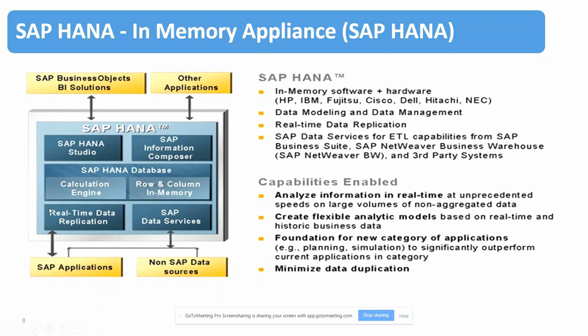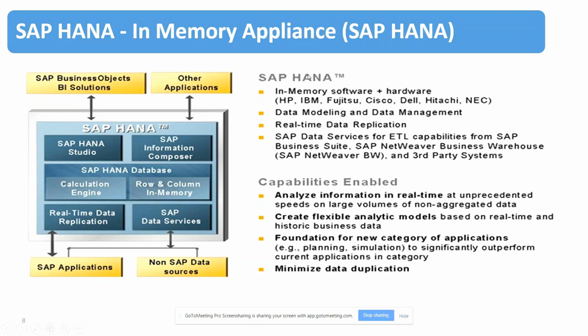Here we have HANA as the appliance. We can use this HANA appliance as the hardware, database, or platform. At its core, first of all, it's a database just like any other database, with capabilities other databases do not have. SAP HANA is also a database, but it has additional features that traditional databases do not have. So the HANA appliance is a combination of in-memory software and hardware.